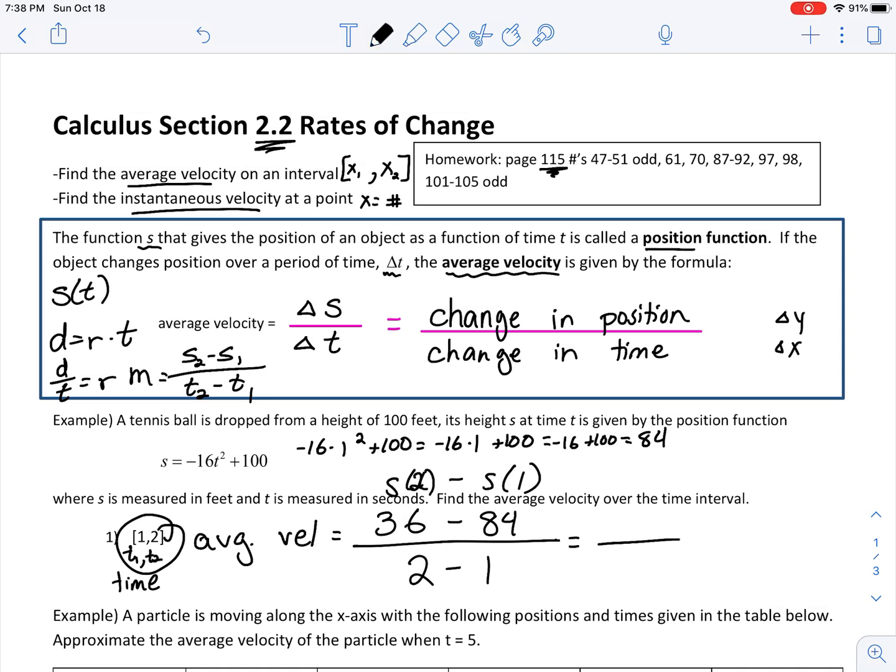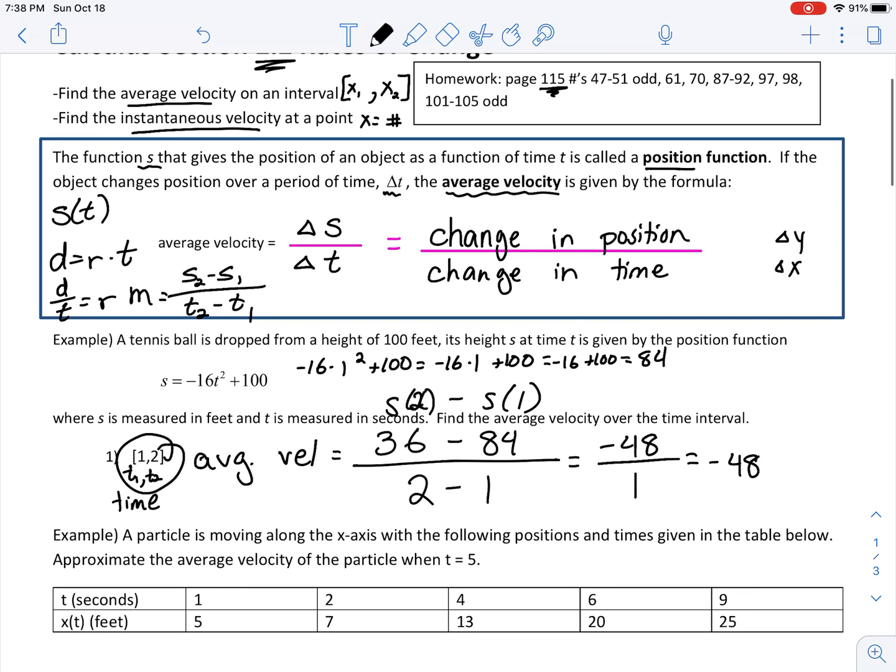Let's subtract. We are good at subtracting. On the top, 36 minus 84 is negative 48. And our denominator is 1, which reduces to negative 48. Now, we really have to make sure that we start doing labels anytime there is a word problem or anything related to reality. So let's look at position and time and figure out the labels for those. So position was the numerator. Our position was measured in feet. So the numerator of our label should be feet.